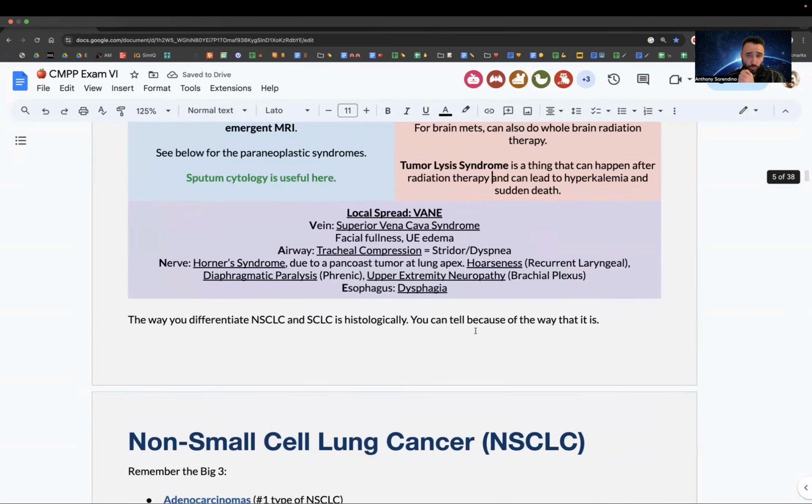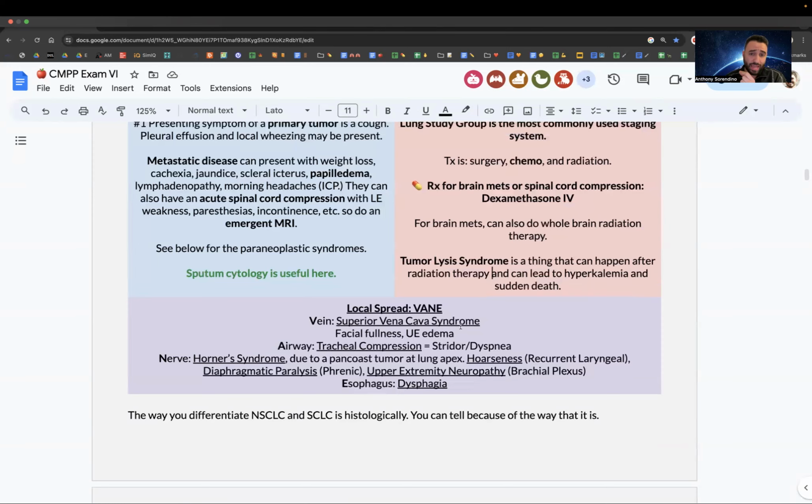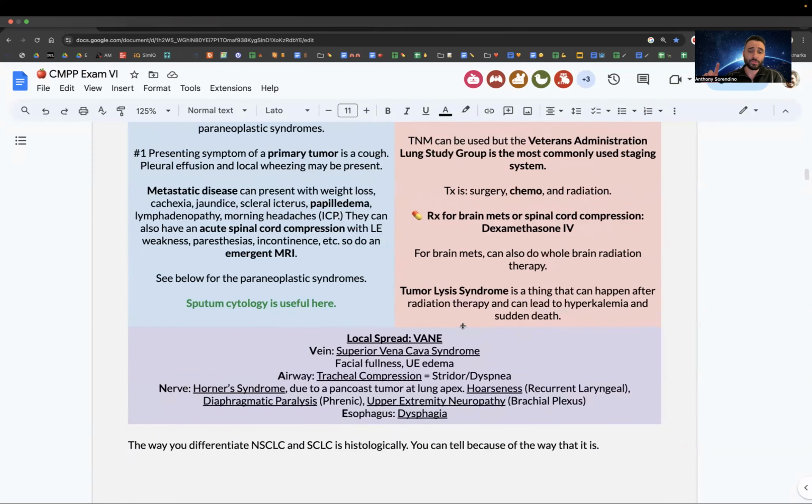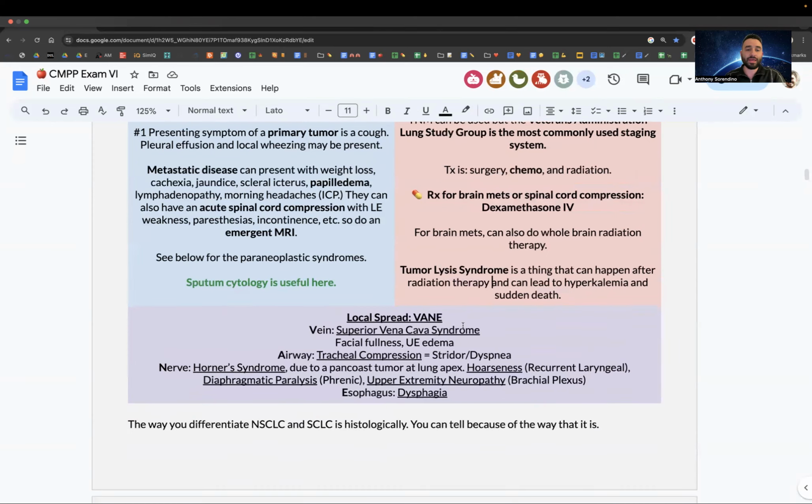Okay, real quick, the local spread of tumors, which can happen with both of these. There's the VEIN mnemonic. So V is superior vena cava syndrome. This is where you get that facial fullness, upper extremity edema. Okay, you can get airway tracheal compression, so stridor, dyspnea. Nerves, a Pancoast tumor at the lung apex. That's Horner syndrome. That's going to be a question tomorrow.